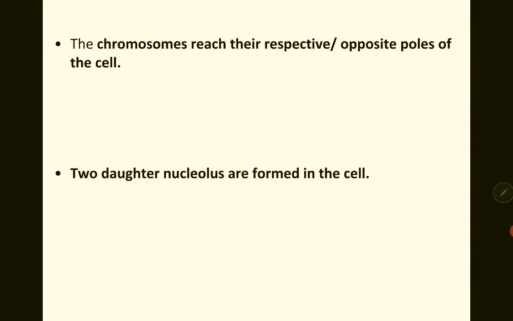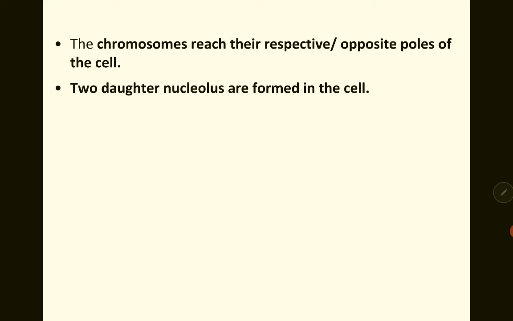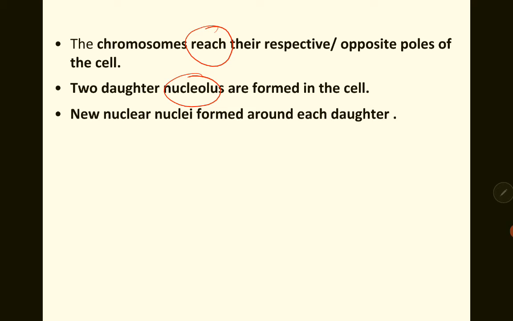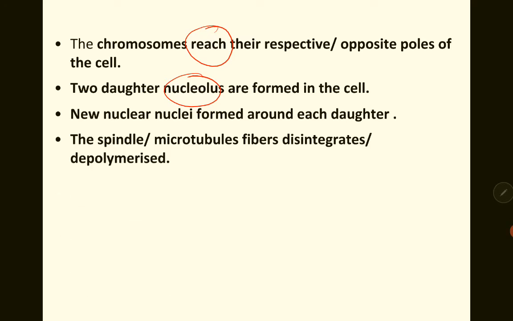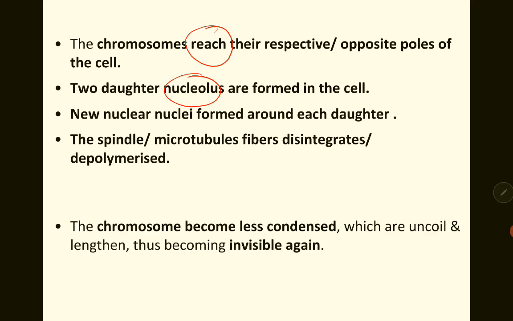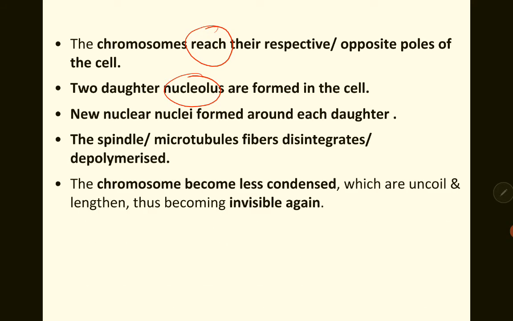Okay, so in telophase, chromosomes reach the opposite pole of the cell. They already reach the opposite pole. Two daughter nucleoli are reformed. The new nuclei form around each daughter cell. Spindle fibers will disintegrate. Chromosomes become less condensed, uncoiled and lengthened, thus becoming invisible again.